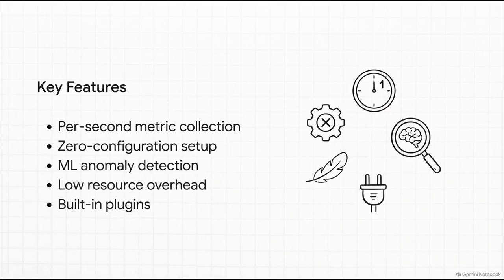Let's quickly look at the toolkit you're getting here. You've got that genuinely real-time visibility with per-second metric collection, along with the zero configuration setup we just talked about. But it also packs in anomaly detection. It actually uses machine learning to automatically flag unusual metric patterns that might indicate a developing problem. Crucially, it boasts super low resource overhead. That means the Netdata agent itself isn't going to crush the performance of the server you're actually trying to save.